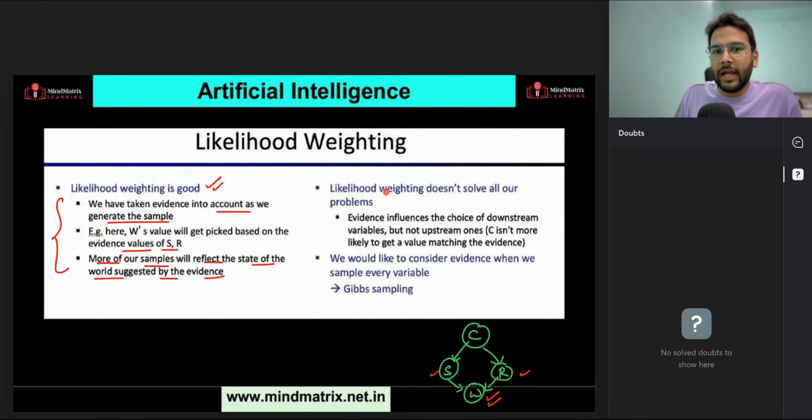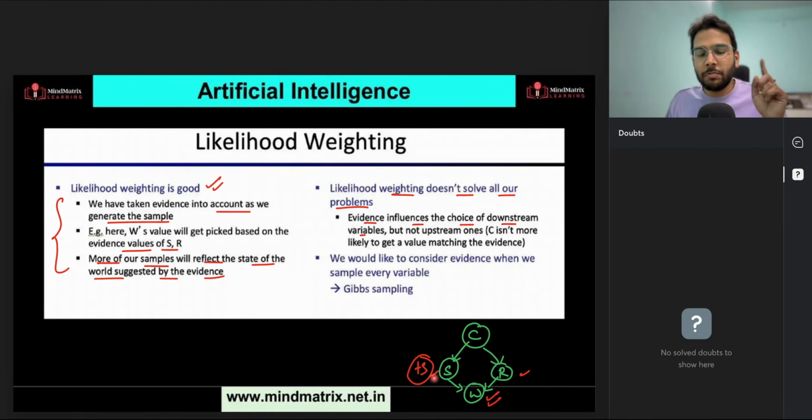And what is that? Likelihood weighting does not solve all our problems. Why? Because evidence influences the choice of downstream variables. Whatever evidence you are considering, for our example, let's say we are considering the evidence as plus S. Can I say it will influence the value of W but not the value of C? Yes or no?